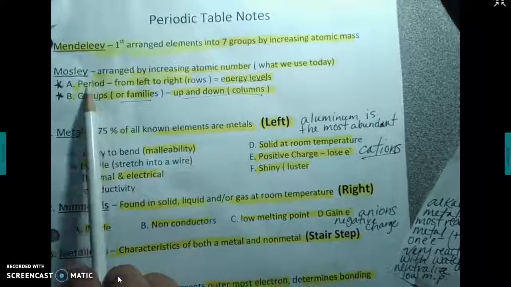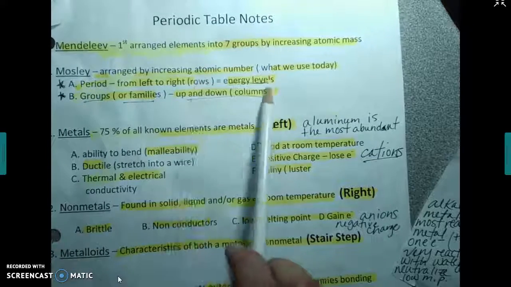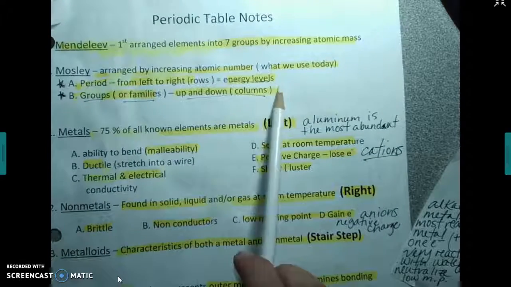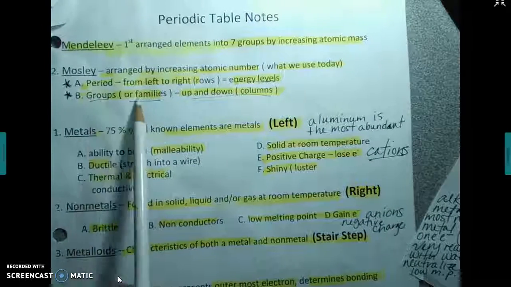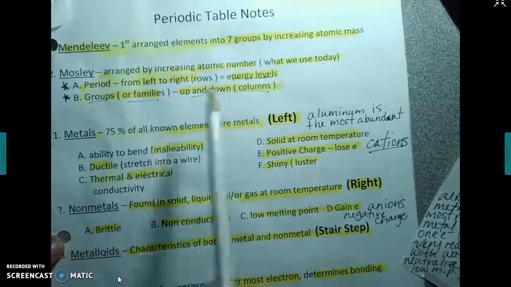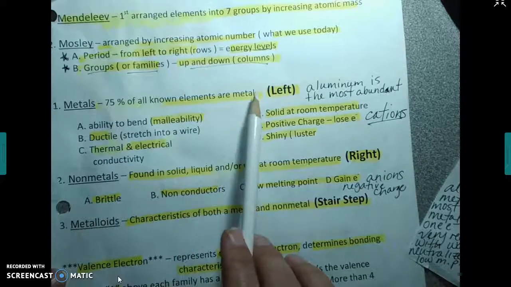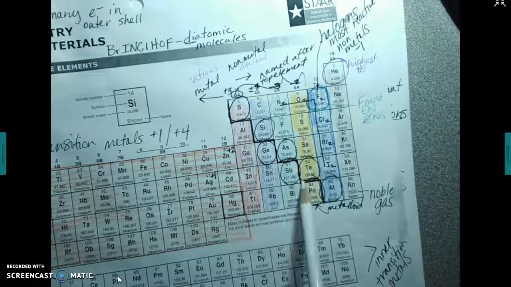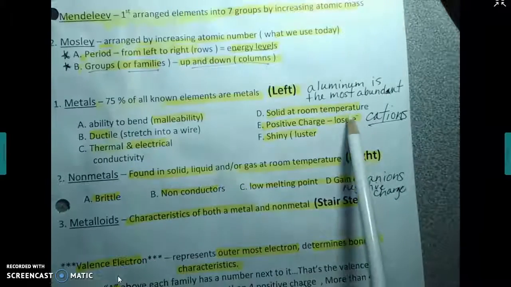Okay, all right. Remember, the easiest way to remember this is we end a sentence with a period, so that can help us to remember that periods are in rows, and then families, we think of family trees, and trees go upright, so that will be a column. Okay, metals. 75% of all known elements are metals. They are left of the zigzag line. Aluminum is the most abundant metal on Earth.